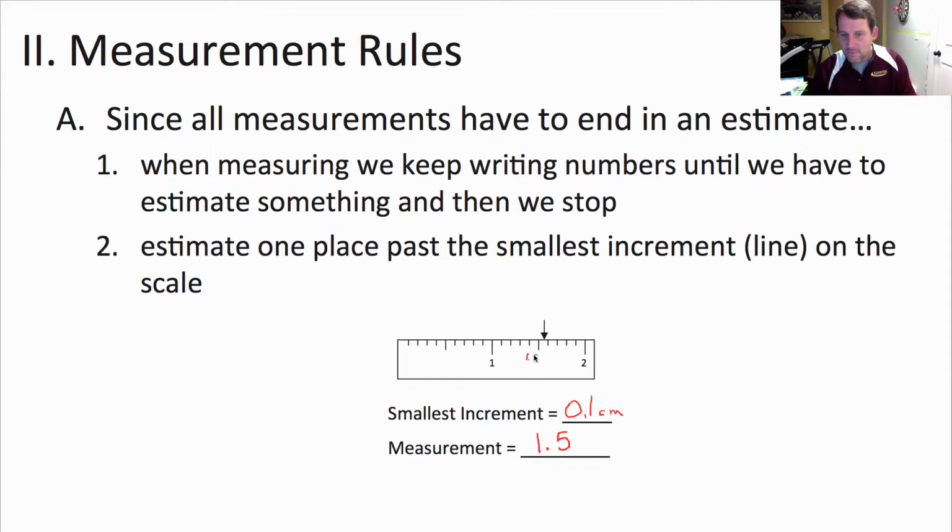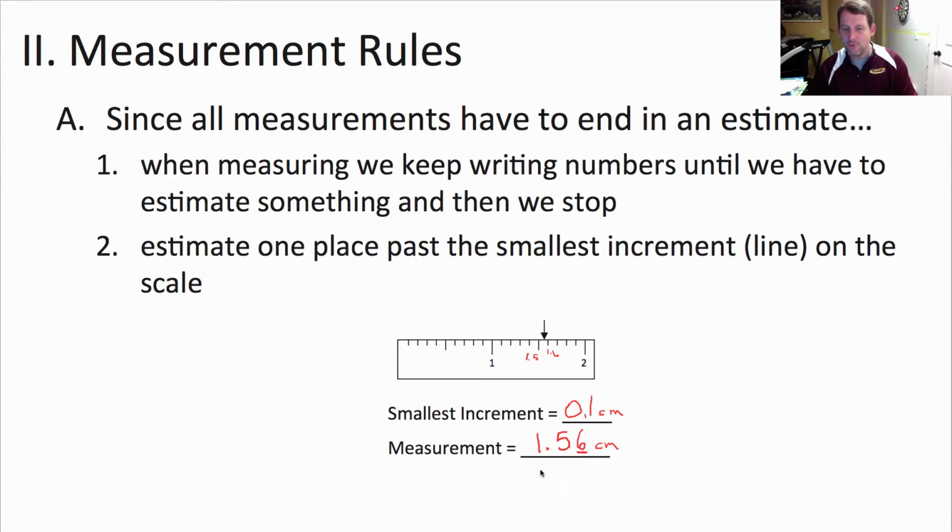So here is 1.5, here is 1.6, and you can see here it's slightly closer to the 6 than it is to the 5. If it was exactly halfway in the middle, we would put another 5. But because it's slightly closer to the 6, we might put a 6. So 1.56, and this is our estimate. We don't know this for sure.